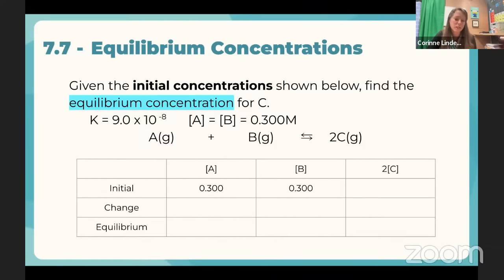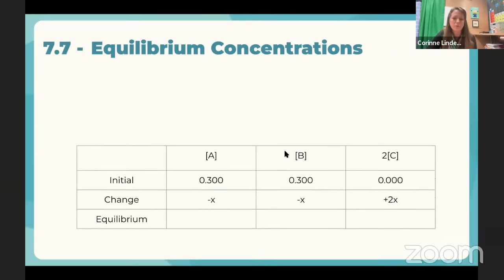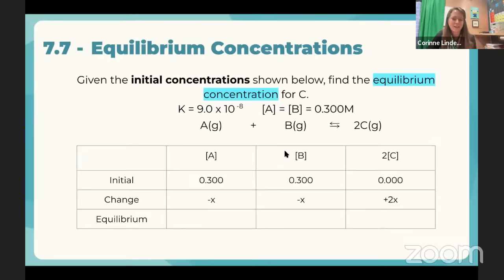And then our change, we're just going to use the stoichiometric coefficients here. So I'm going to subtract x from each of my reactants. I don't know what's going on with my animation, sorry. And I'm going to add 2x to my product. Now it's a matter of solving that. I have my equilibrium expression. Let's go through that really quickly.